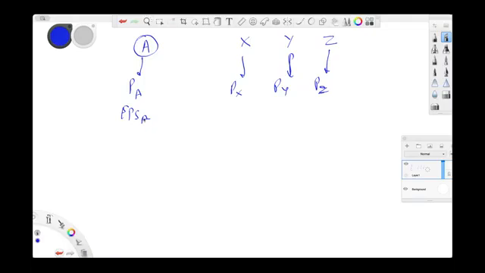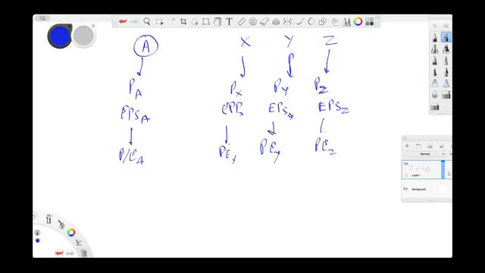All right. So the earning per share of A is EPS A. Similarly, for X, it is EPS X, EPS Y, and EPS Z. If you have all these, you can compute the P by E for A, P by E for X, P by E for Y, and P by E for Z. So now you have all this.